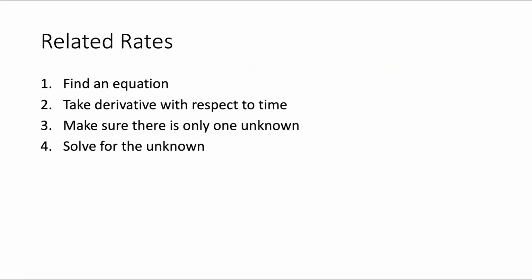So the very first thing you're going to want to do is find an equation from that word problem. Then you will take the derivative with respect to time of that equation, and then you're going to want to make sure that there is only one unknown, either by solving the equation or otherwise manipulating it. And then you're going to solve for the unknown, which will probably be asked for in the word problem.